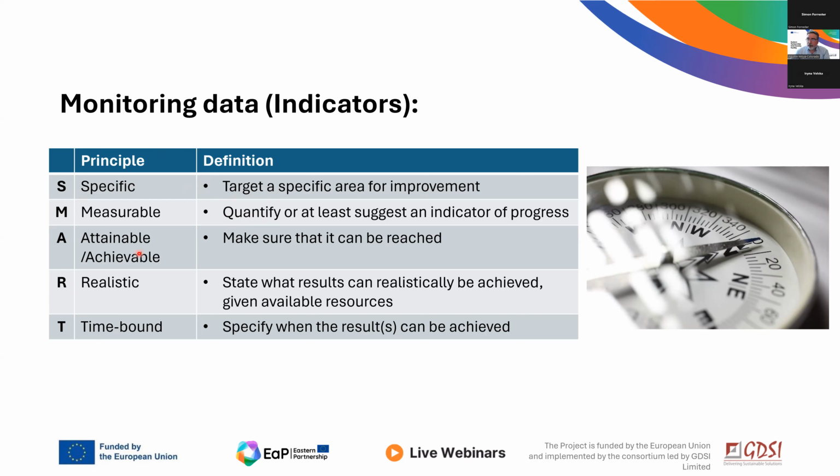It has to be achievable. Make sure that it can be reached. Let's not get into astronomical or very ambitious targets or indicators, because that's not feasible. They have to be realistic. They have to be something that we can measure and state that those results can realistically be achieved, and time-bound. When are those results going to be achieved? But this is the, let's say, classical principles of how to build up indicators.